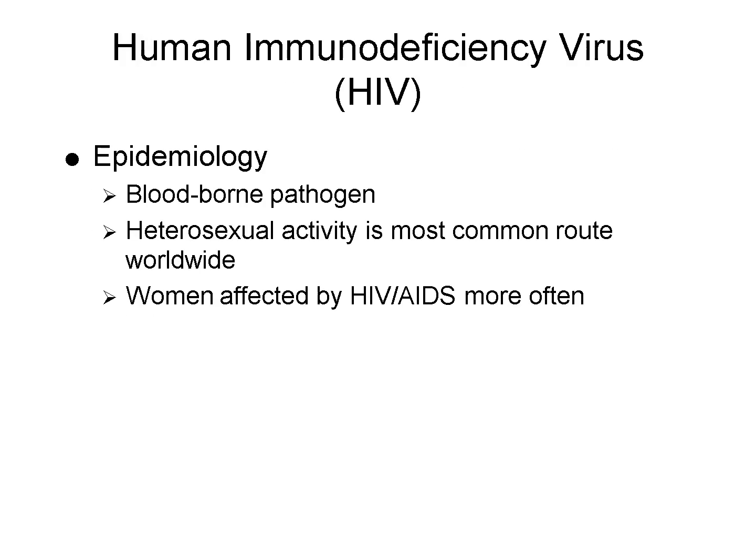HIV is a blood-borne pathogen that is primarily transmitted through heterosexual contact worldwide, although other transmission routes include sharing needles and mother-to-child transmission during childbirth or breastfeeding. In many parts of the world, particularly in sub-Saharan Africa, women are disproportionately affected by HIV infection.